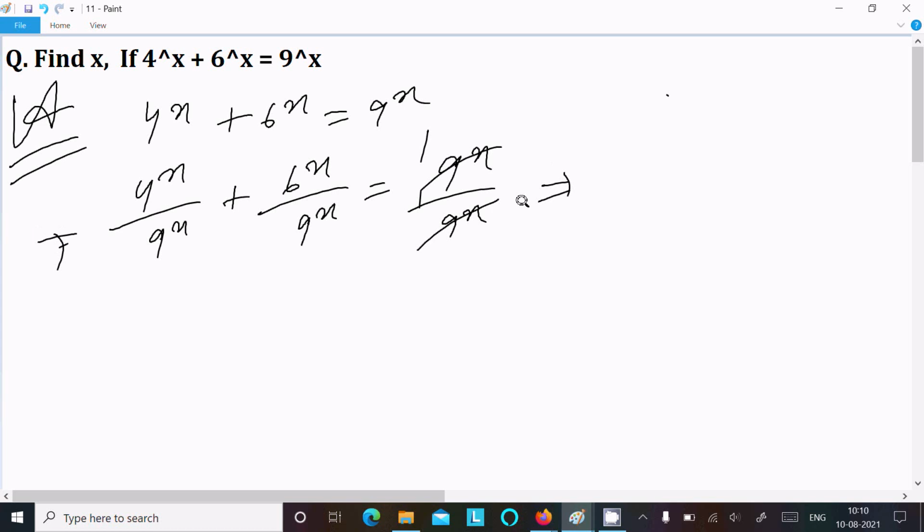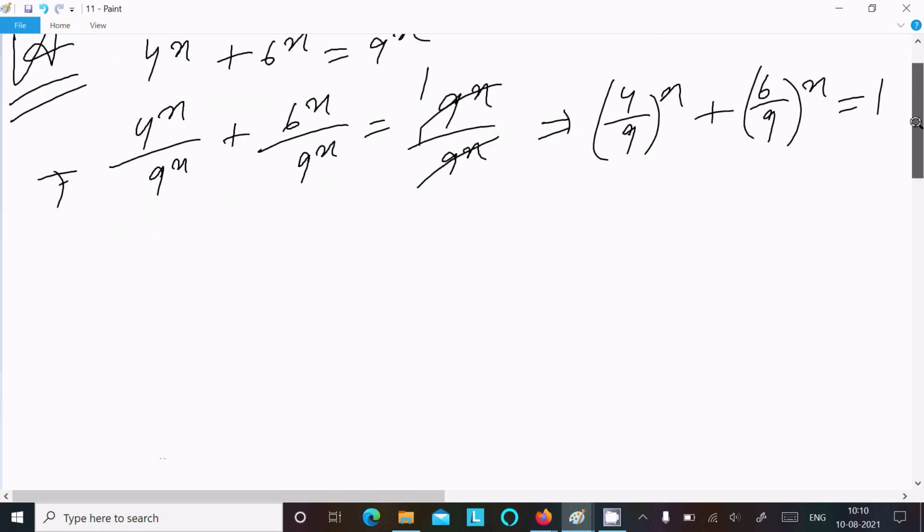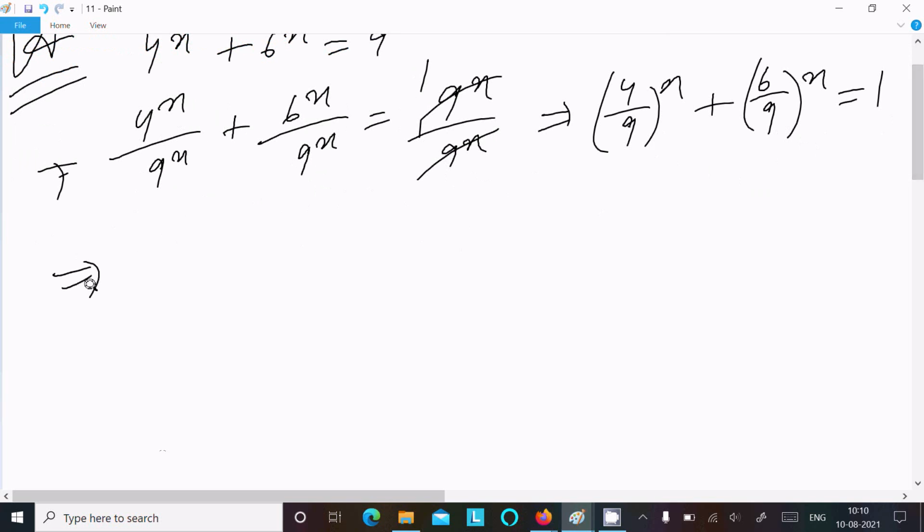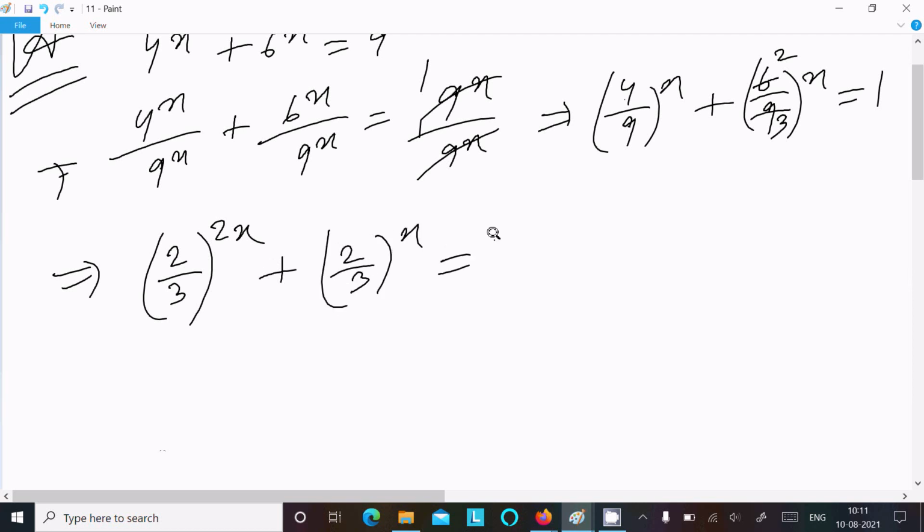Now both have the power x, so we can write (4/9) power x, plus (6/9) power x, equal to 1. After that, 6 over 9 cancels: 3 into 2 is 6, 3 into 3 is 9. And 4 over 9 is 2 square over 3 square, so (2/3) whole square to the power x. Thereafter we can write (2/3) power x plus (2/3) power x equal to 1.